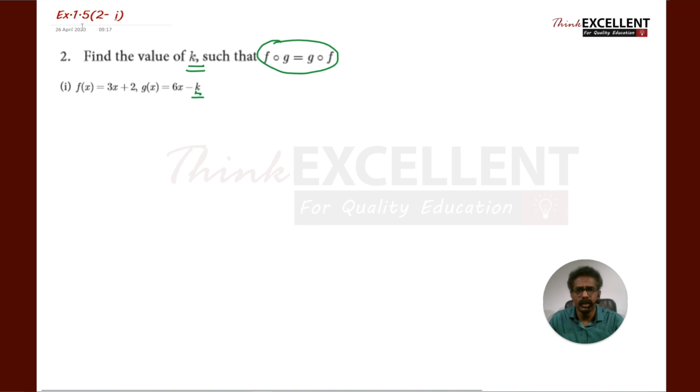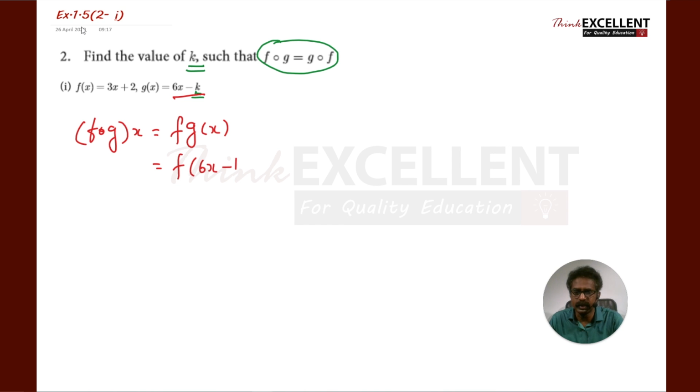So what do you do? The usual method: you find both F composition G and G composition F, and here we equate them. First we find F composition G of x. That is F of G of x. That is F of, what is G of x? 6x minus k, right? G of x is 6x minus k. Now put this value in F. What is F? 3x plus 2. If you do it like this, you won't make a mistake.